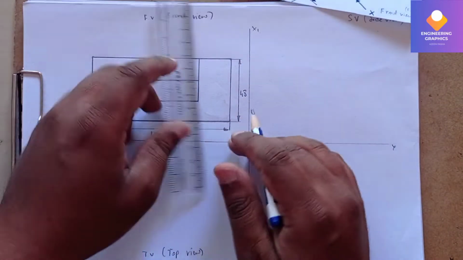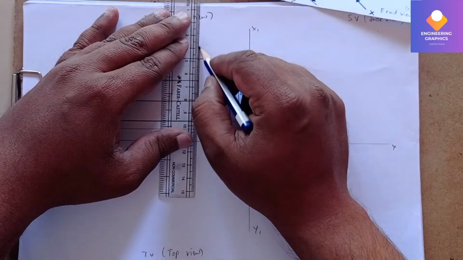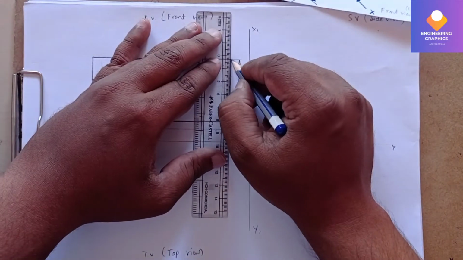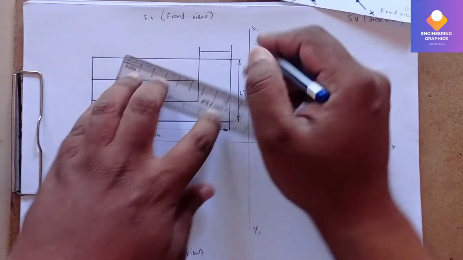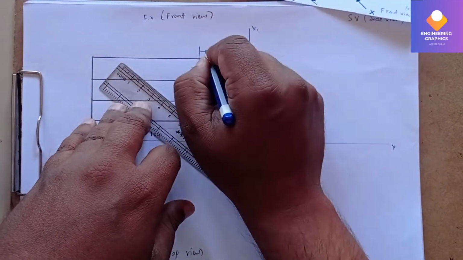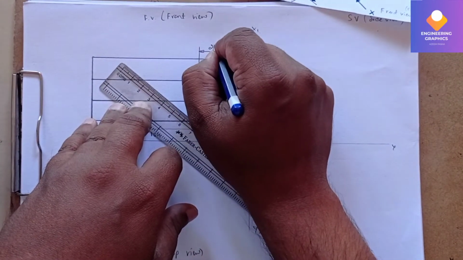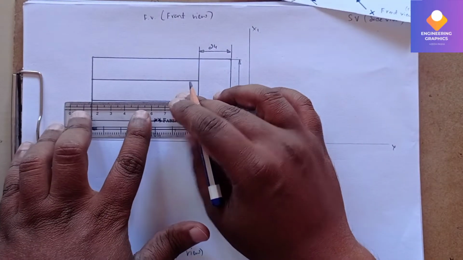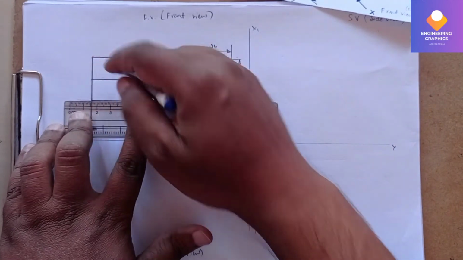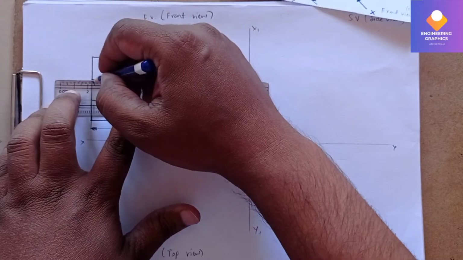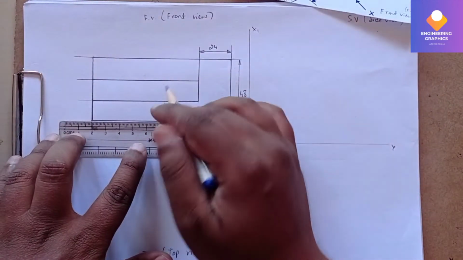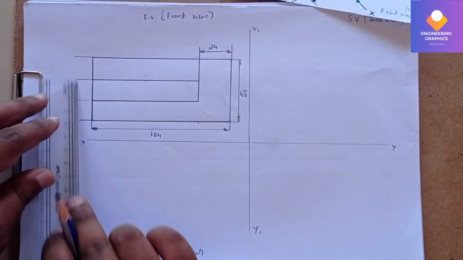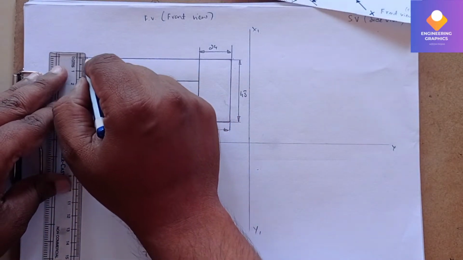Okay, now we need to construct and show the dimensions. It is having a dimension of 24, and this is having a dimension of 16. All these three steps are having a dimension of 16. However, it is there in the front view, we are showing the dimension.